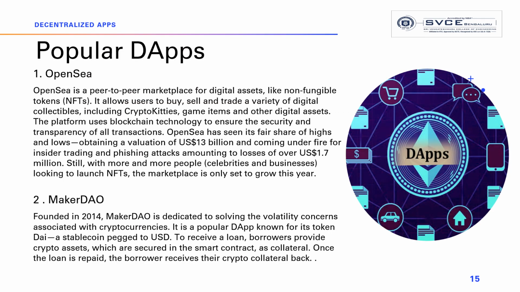Now let's see some of the popular DApps which have been developed over the period of time. So first one is OpenSea. OpenSea is a peer-to-peer marketplace for digital assets, basically non-fungible tokens (NFTs). It allows users to buy, sell, and trade a variety of digital collectibles, including cryptocurrencies, game items, and other digital assets. The platform uses blockchain technology to ensure the security and transparency of all transactions.